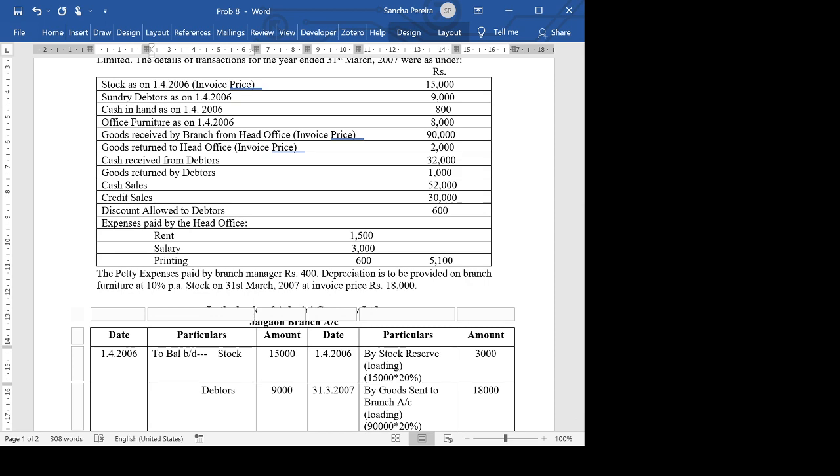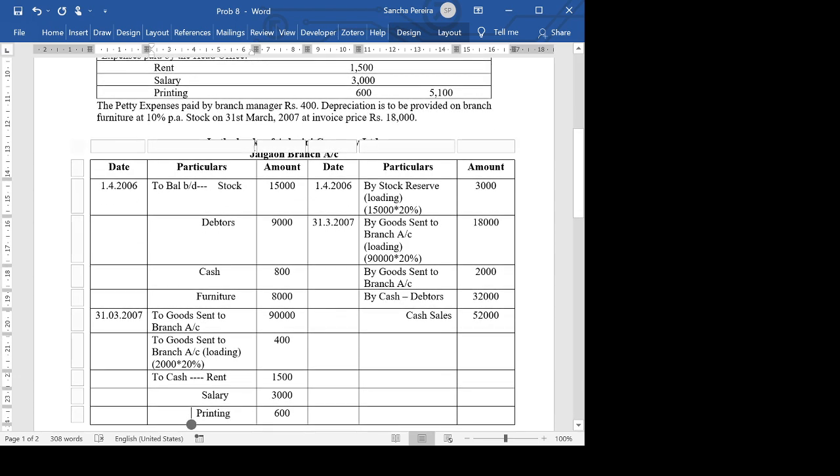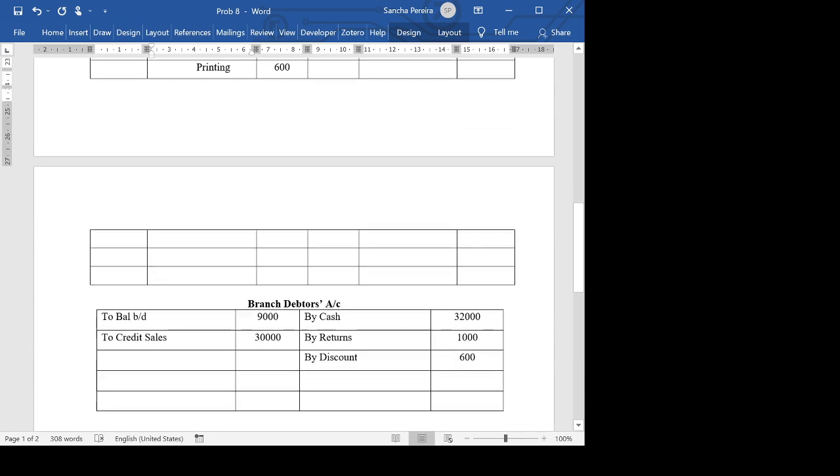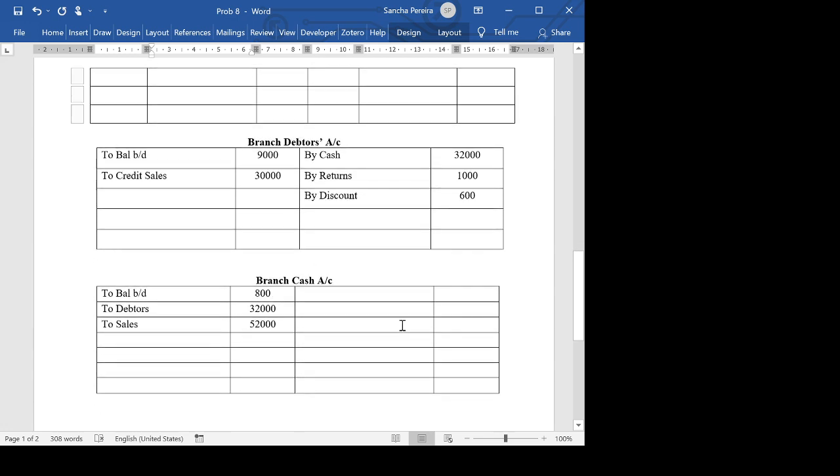Okay. Next, petty expenses paid by the branch manager, rupees 400. Now, like we discussed, this does not come in the branch account at all because it has nothing to do with the head office, but it comes in the cash account. Since cash is going out, it will be petty expenses debit to cash. Cash is going out, which is 400.